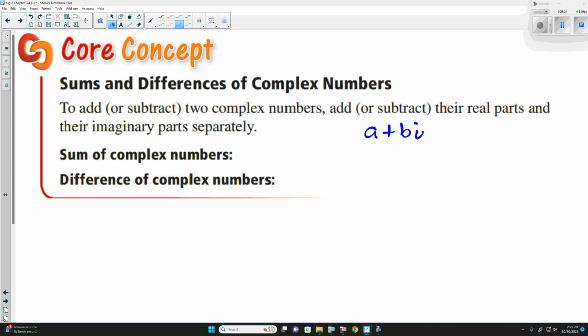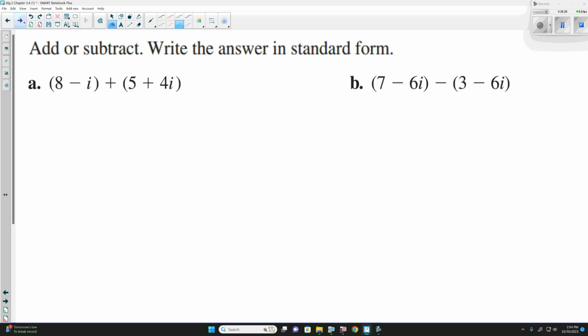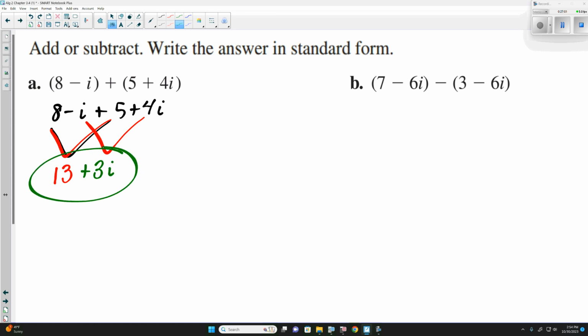We're ready for this. 8 minus i plus 5 plus 4i. Since we're adding, the signs are not going to change for the second part, so we can put this here. So we'll add the real parts together first, 8 plus 5. The imaginary parts, negative i plus 4i. That's it.